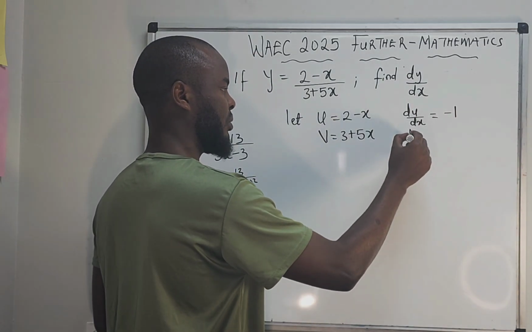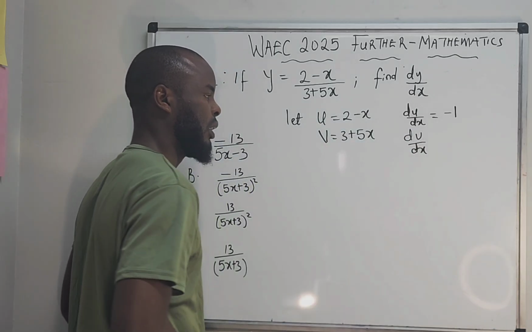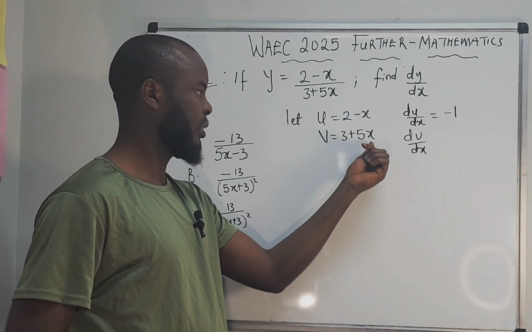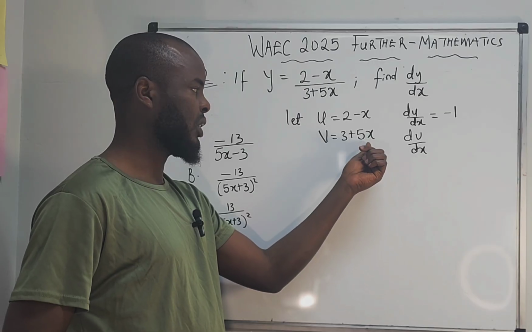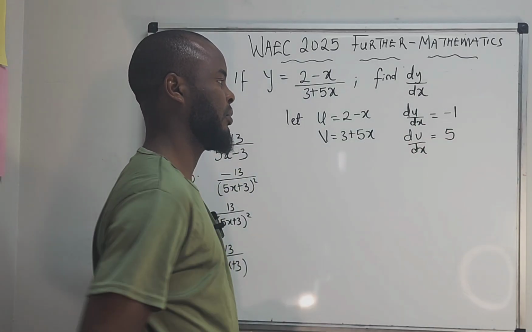What about if you differentiate v with respect to x? Like I said, 3 is a constant. Don't worry about this. 5x, if you differentiate 5x, this is going to be 5.